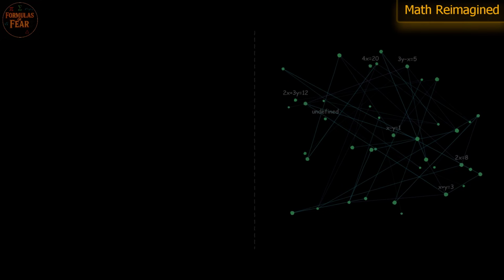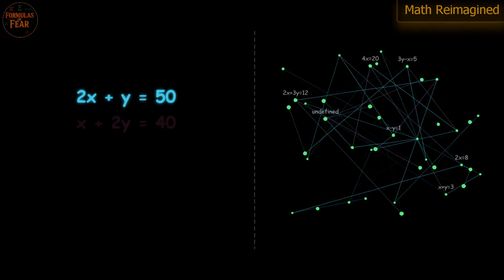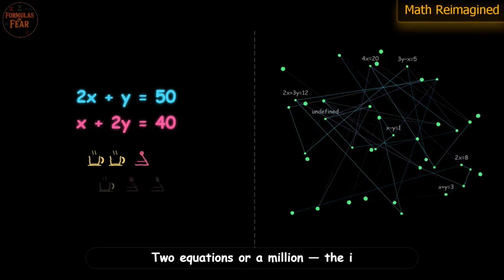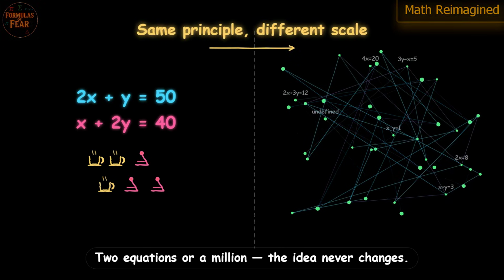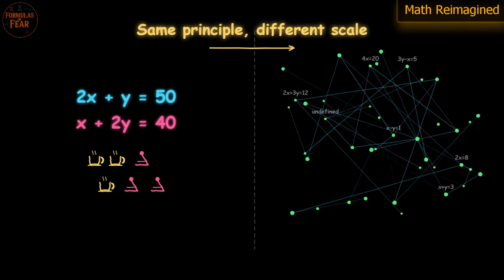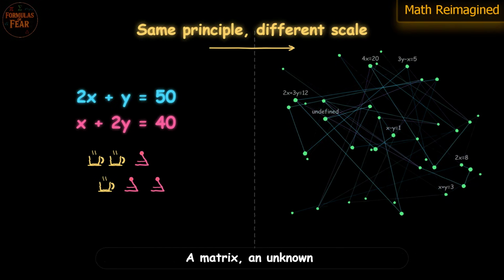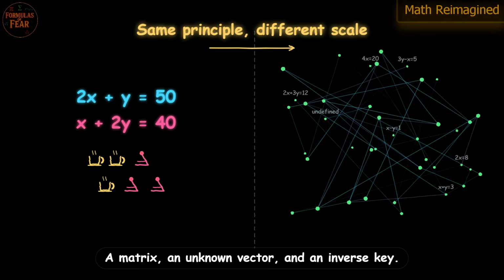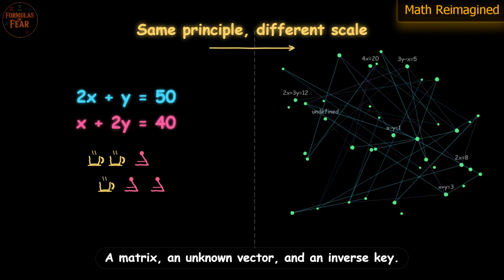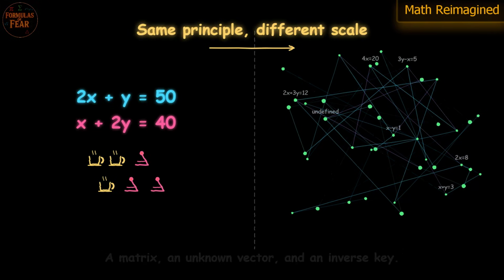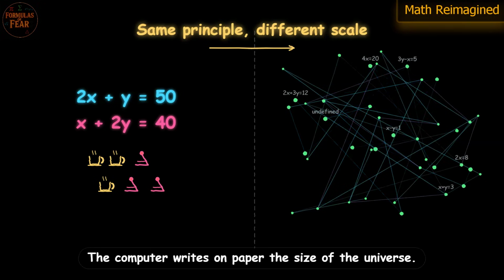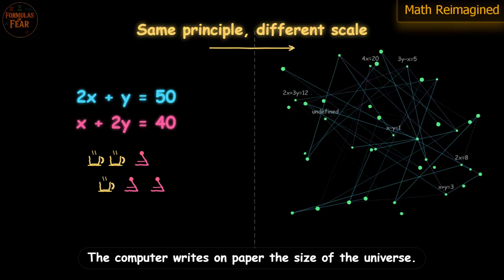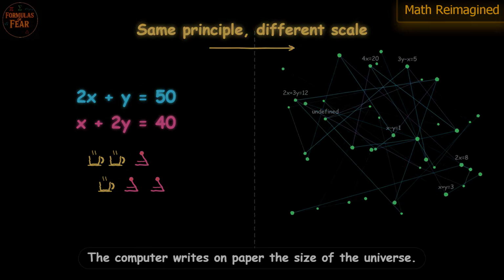The beautiful thing is that the principle doesn't change. Whether it's 2 equations or 1,000,000 equations, the idea is the same. A matrix, an unknown vector, and an inverse key. The only difference is the size of the paper we write on. The computer writes on a paper the size of the universe, and we write on a paper the size of a school notebook. But the rule is the rule.